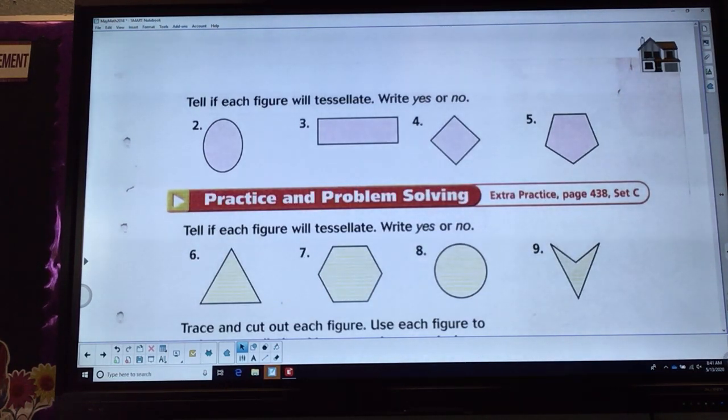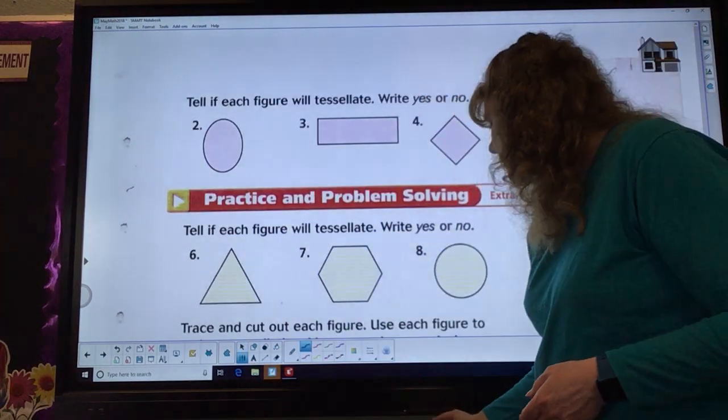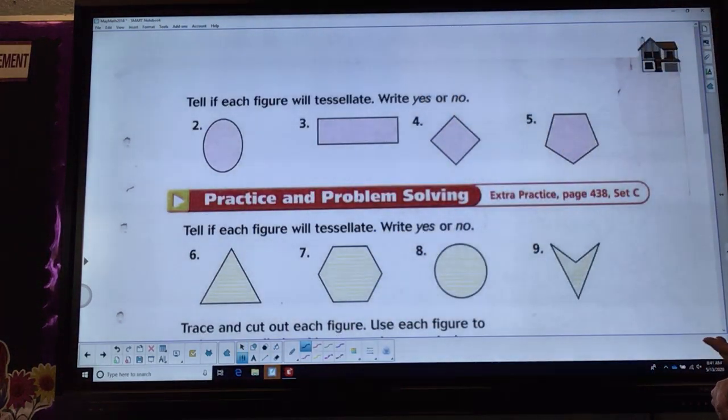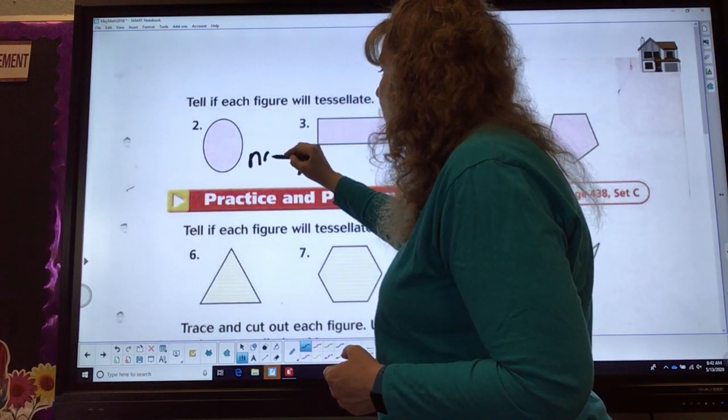That first figure that we have is an oval. Okay. Well, I already see that I have some curved edges. It's similar to a circle. If I started stacking those and manipulating those and moving those, would they fit together? I could make it so it wouldn't overlap, but if I had one right next to it, I'd still have spaces. So our answer on number 2 is no.